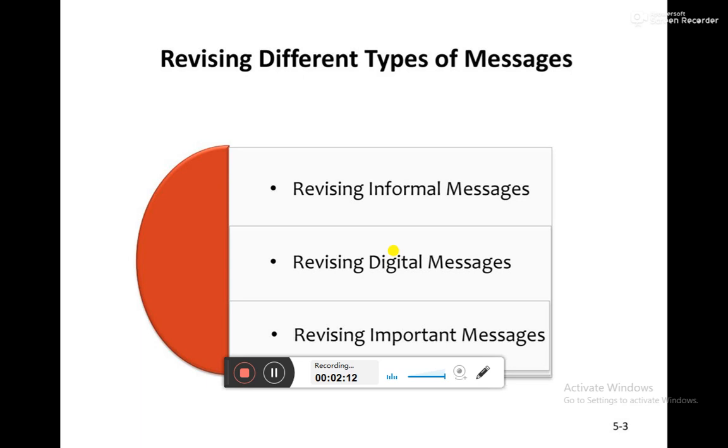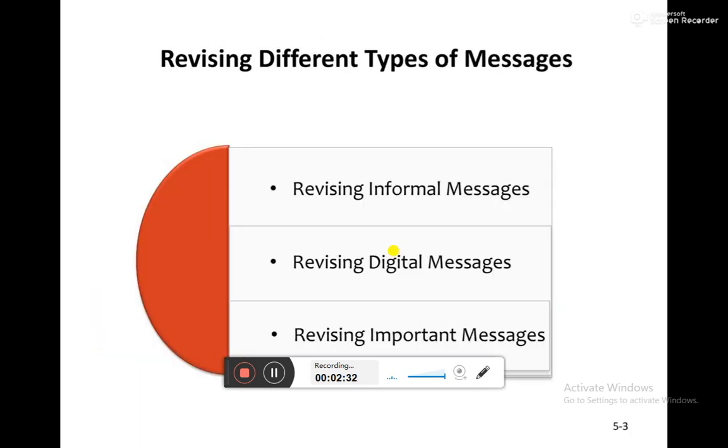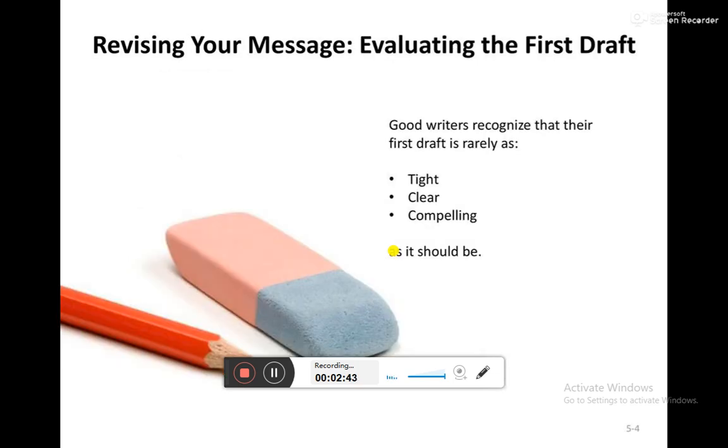We are also going to start a new topic, and that is revising your message and evaluating the first draft. There are different types of messages we are going to study, and we will discuss them thoroughly. The first tabs are revising informal messages, revising digital messages, and revising important messages. So, revising the message.